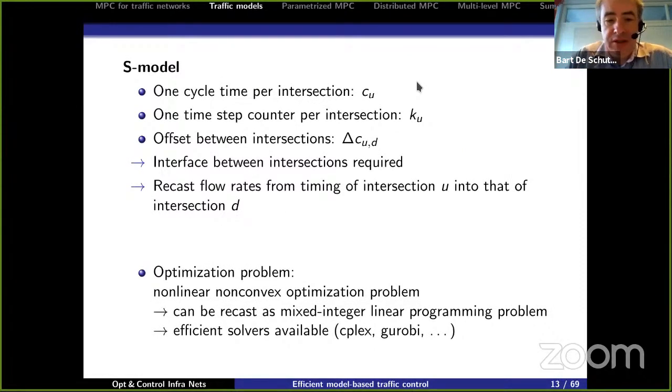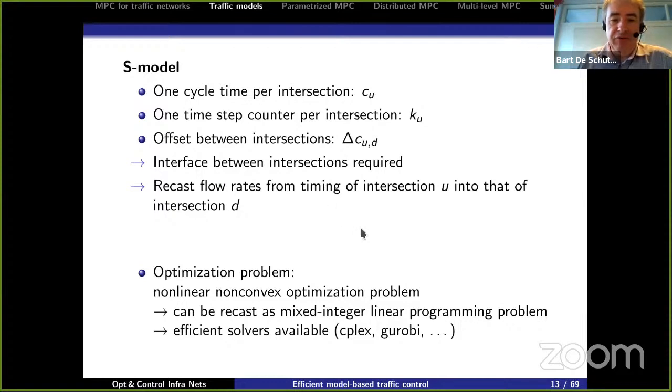So what is the summary for the S model? We have 1 cycle time per intersection and also a separate counter per intersection. In general, we also have to take into account that the cycle times may differ per intersection, and there might also be an offset. But there are some equations that describe how you can interconnect these 2 variables. So we have an interface between the 2 intersections.